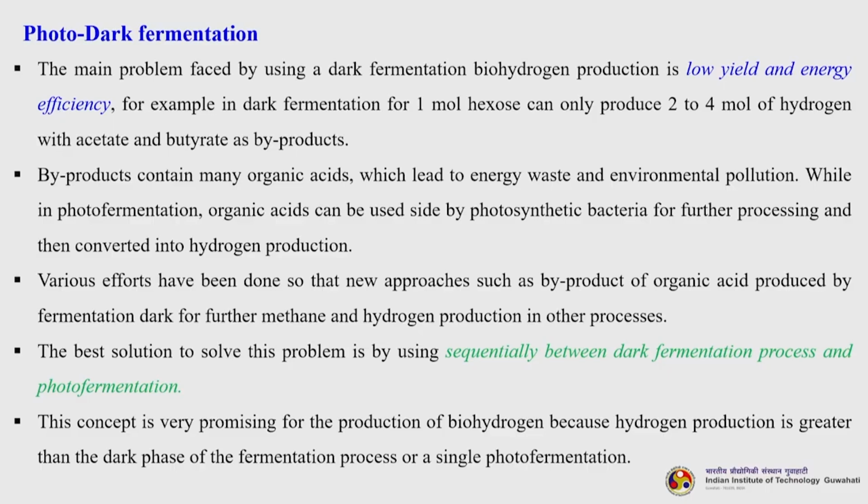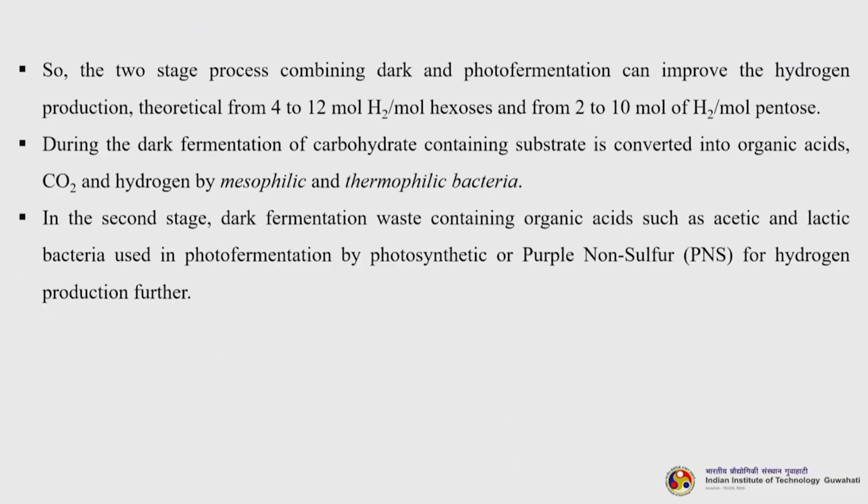The best solution to solve this problem is to use dark fermentation and photofermentation sequentially. So, basically you operate dark fermentation and photofermentation sequentially in separate units. Now, this concept is very promising for the production of biohydrogen because hydrogen production is greater than in the dark phase of the fermentation process or a single photofermentation. So, the two stage process combining dark and photofermentation can improve the hydrogen production theoretically from 4 to 12 moles of hydrogen per mole of hexose and from 2 to 10 moles of hydrogen per mole of pentose.